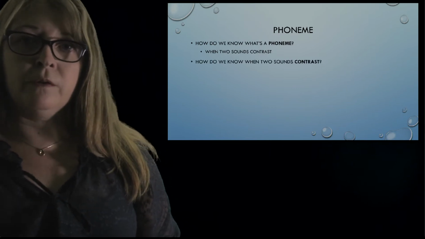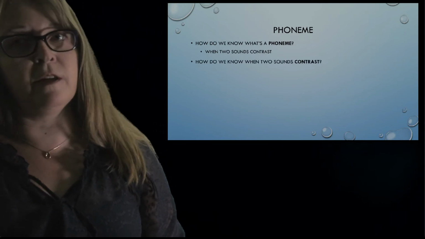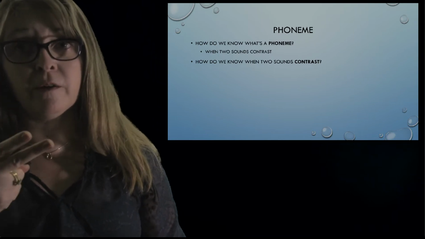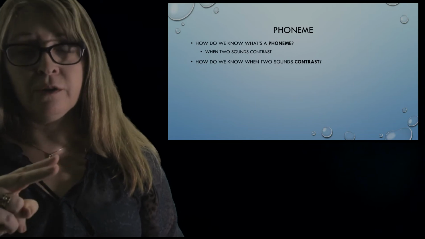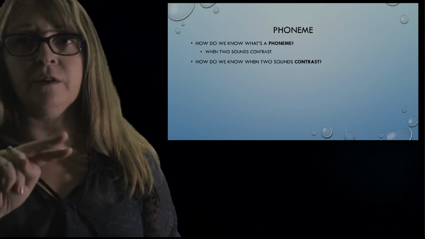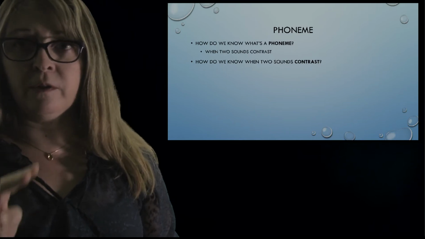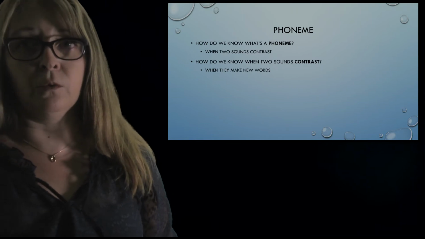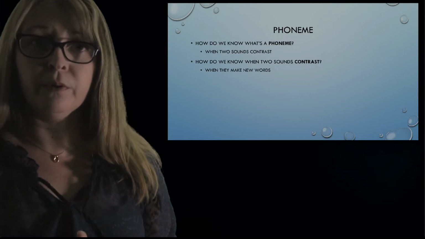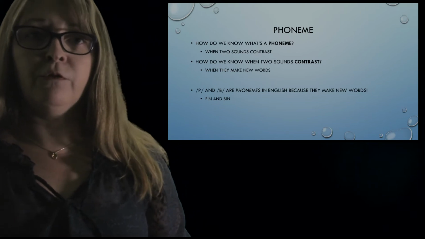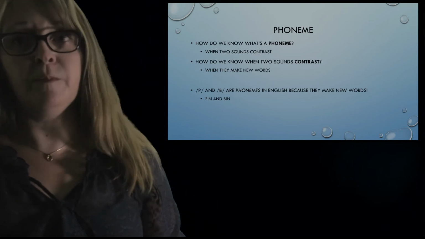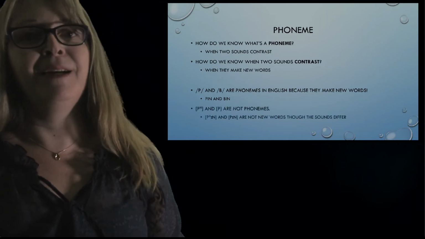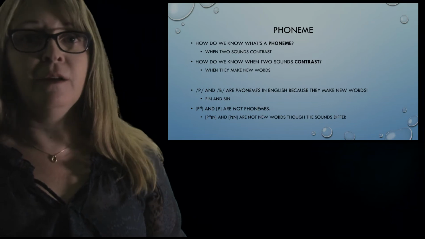When two sounds contrast. So if I say sheep or cheap, those are two sounds. Sh and ch are very similar. The only difference is sh is unvoiced and ch is voiced. How do we know when they contrast? When they make new words. Sheep, cheap, right? P and B are phonemes in English because they make new words. Pin and bin. I would say pen and bin.